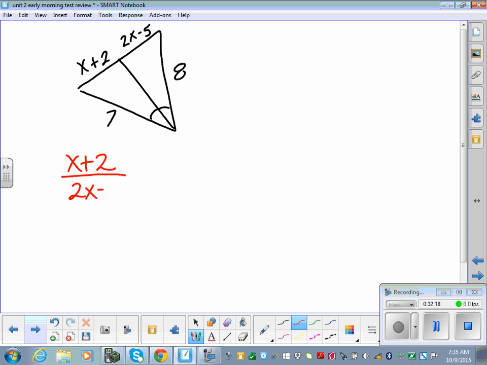2x minus 5 is equal to, good, 7 over 8. Okay, now just remember these little things. It'd be sad to get this far and then not know how to do it. You cross multiply both sides by 8, but it divides out over here. We would cross multiply both sides by 2x minus 5, but it divides out over here.